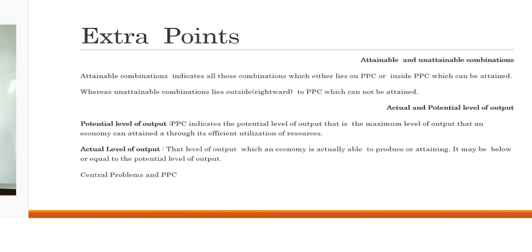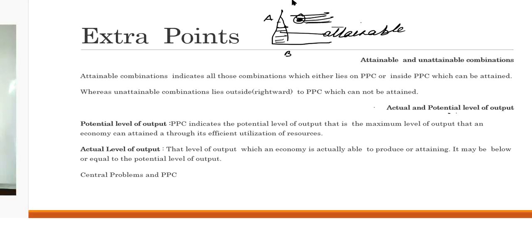So these were the different situations. Now some extra points about actual and potential I have told you. Now attainable and unattainable. Let AB be your PPC. From this line to inside, all combinations are attainable. You can attain because you have resources. But any combination on the right side of this curve, you cannot attain because this is the limit of resources. That is your unattainable.